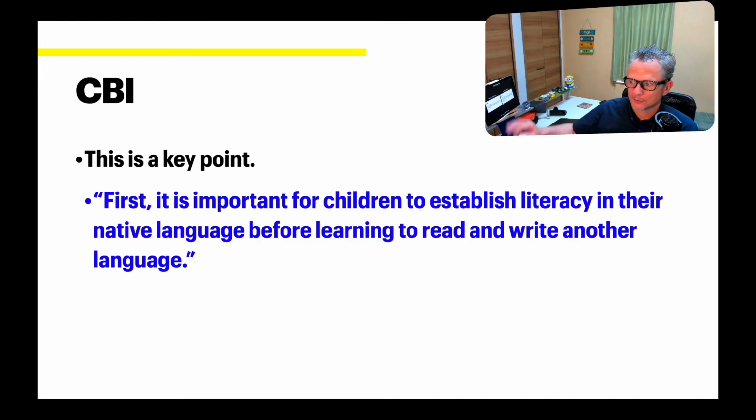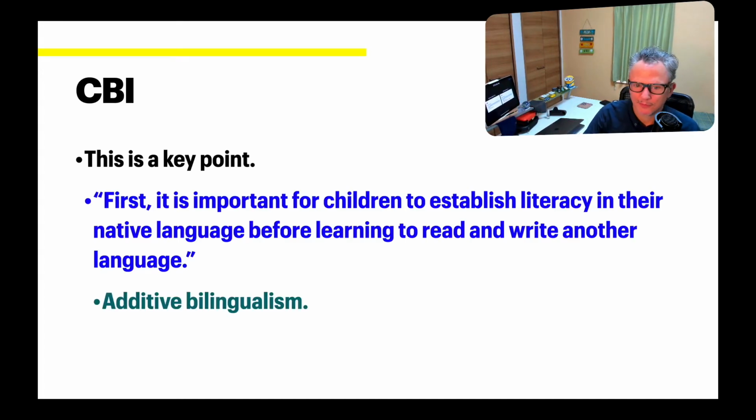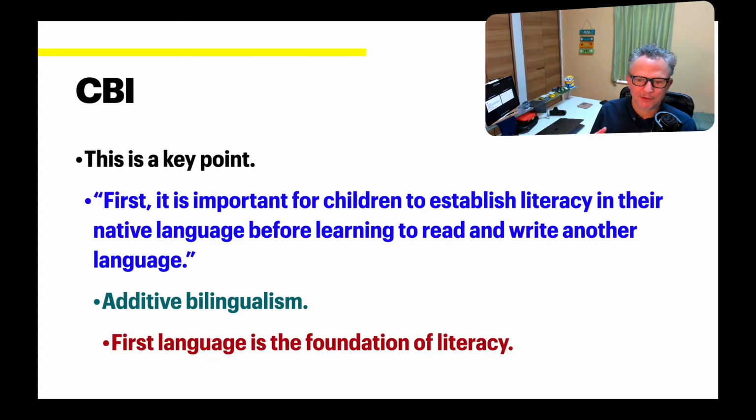And again, this may not be from Richards and Rogers, it might be a different quote. And I don't have the reference, I apologize for that, but first, it is important for children to establish literacy in their native language before learning to read and write in another language. We call this additive bilingualism. And so first language is the foundation of literacy. When you have your first language skills in place, then you can start to use them reading, for example, in a second language.